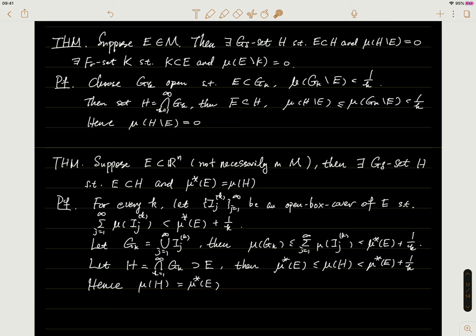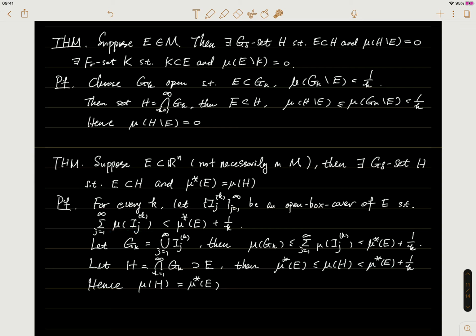But we can get this. This means that we can find a measurable set, the G delta set H here, that includes E, but it is so tight that its measure is just equal to the outer measure of E. The proof here will be slightly different. For each natural number k, let's say that I_jk, for j from 1 to infinity, is an open box cover for E, such that the cover is pretty tight: the sum of their volumes is less than the outer measure of E plus 1 over k.